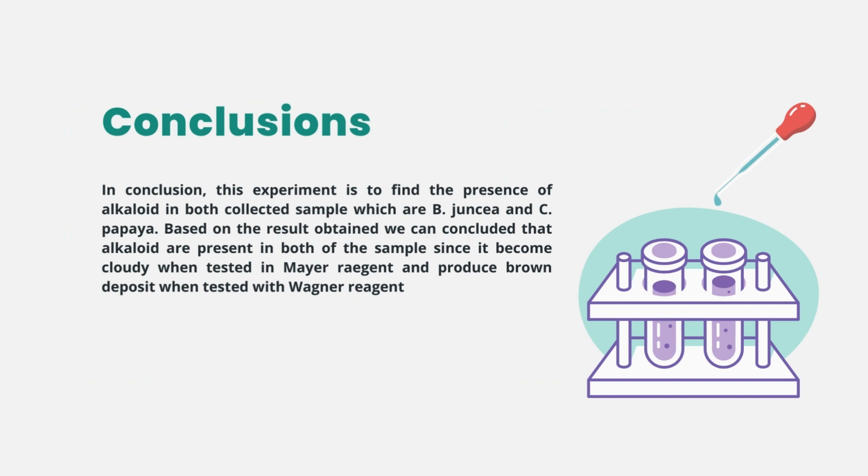So in conclusion, this experiment is to find the presence of alkaloids in both collected samples, which are Brassica juncea and Carica papaya. Based on the results obtained, we can conclude that alkaloids are present in both of the samples, since the solution becomes cloudy when tested with Mayer reagent and produces a brown deposit when tested with Wagner reagent.